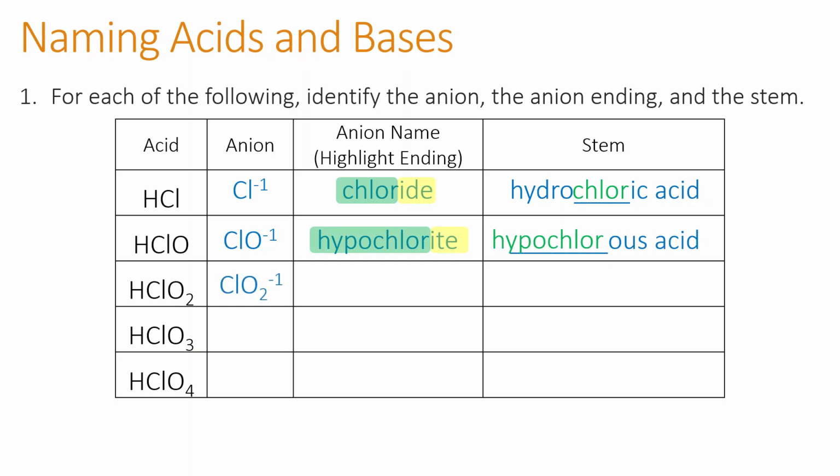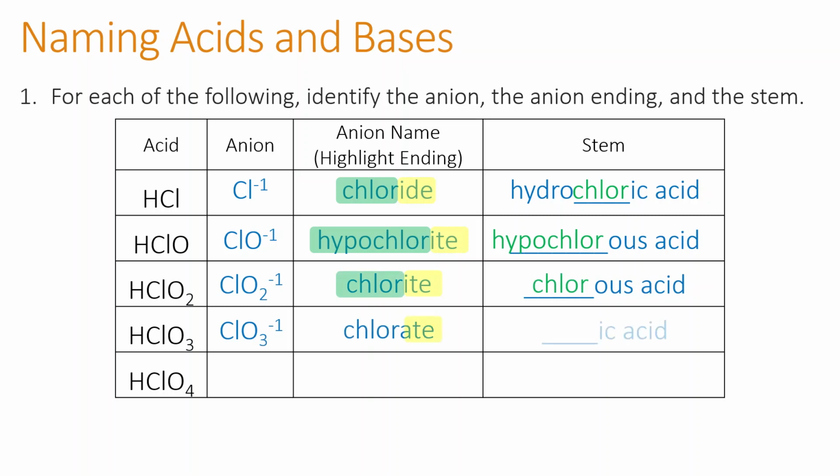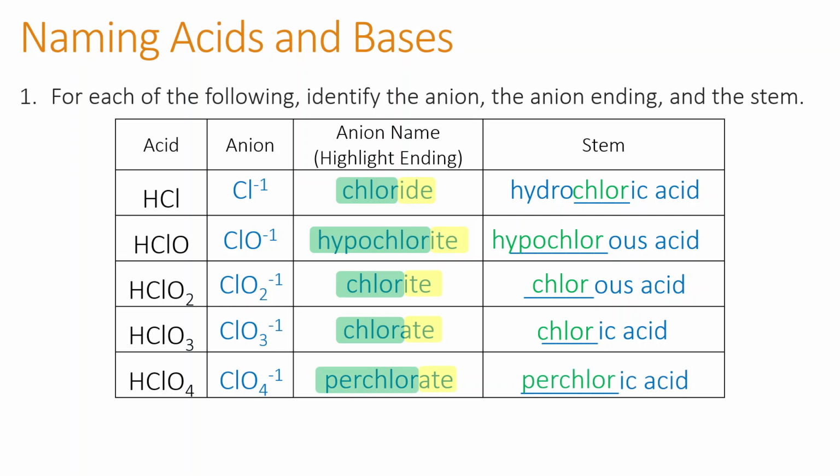My next anion is ClO2 with a -1 charge. This is called chlorite. Again, it ends with ITE, so we're going to name this as a blank-ous acid, and this chlor is going to go in the blank here. Next, I have ClO3. Notice that this is one more oxygen than chlorite, so this is going to be called chlorate. It ends with ATE, so I know this is going to be a blank-ic acid, and chlor is what's going to go in my blank here. Then I have ClO4, and this is called perchlorate, one more oxygen than chlorate. Again, this ends with ATE, so I know it's going to be an ic acid, and we're going to put perchlor in the blank here.